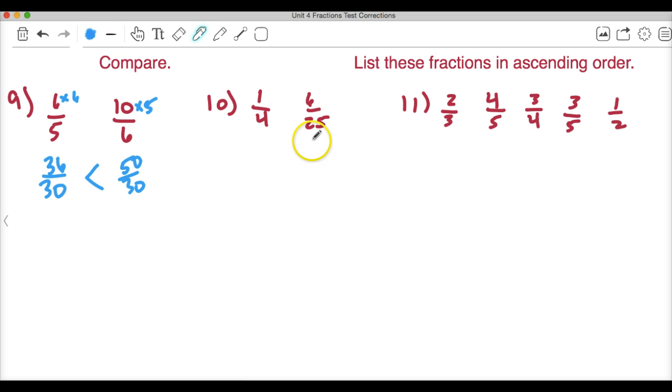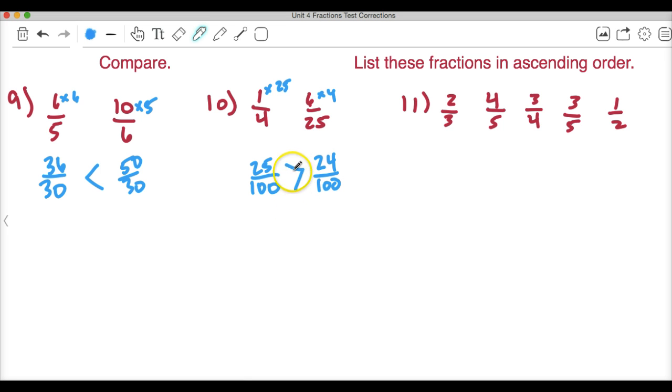Over here, I am going to do a similar process this time. I'm going to compare them to 100. So 4 went into 100 25 times, and 25 went into 100 4 times. So I can see that they were really close.